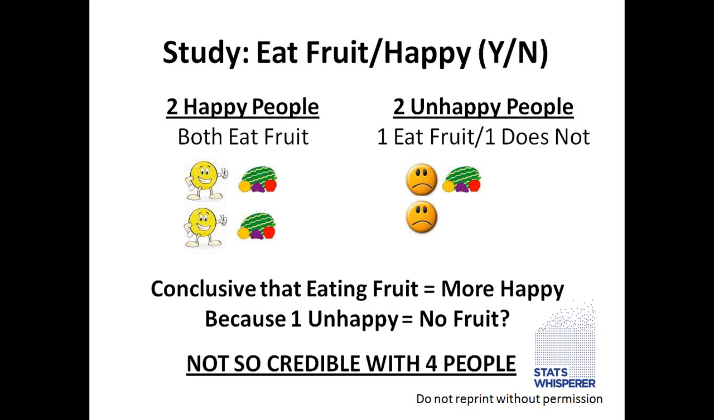So I deduce eating fruit is related to being happy. And somebody might come along and say, wait a minute, that's only 4 people. You can't conclude that relationship based on 4 people. So the question becomes, how many people do I need?